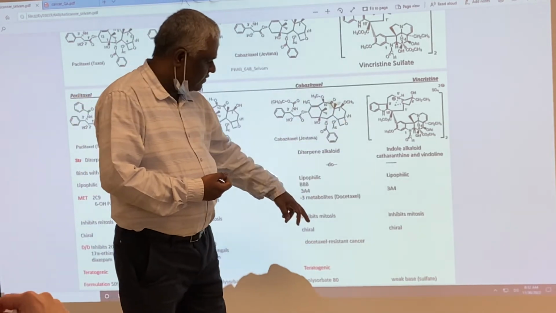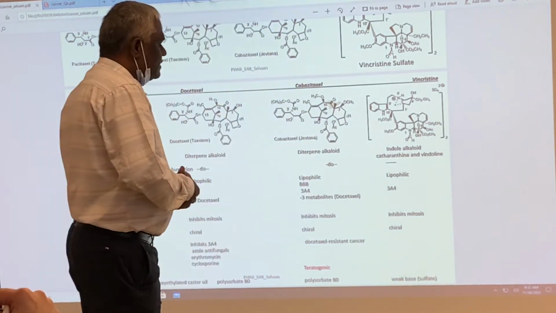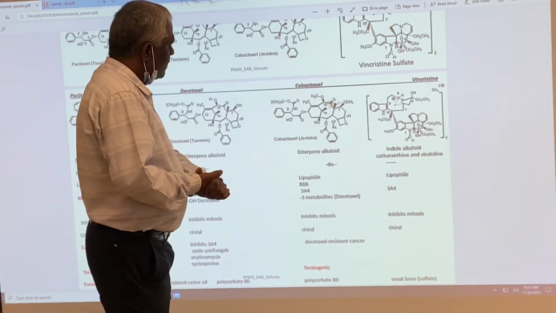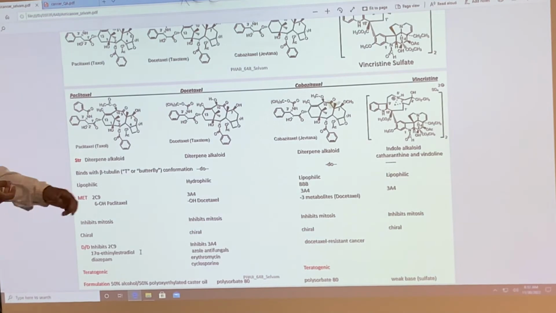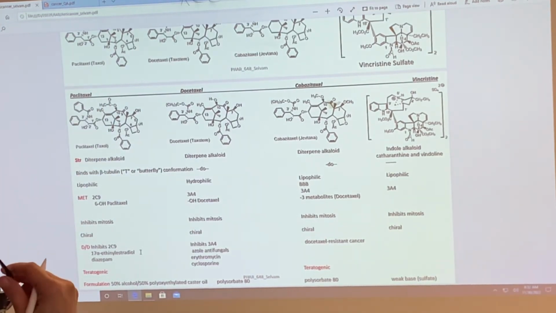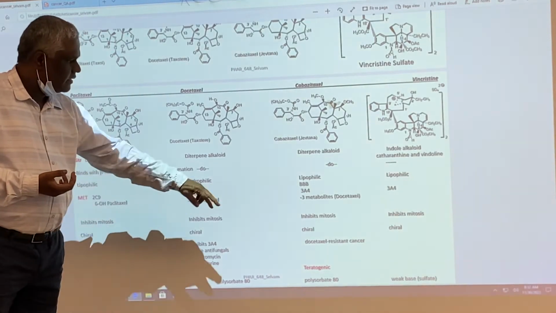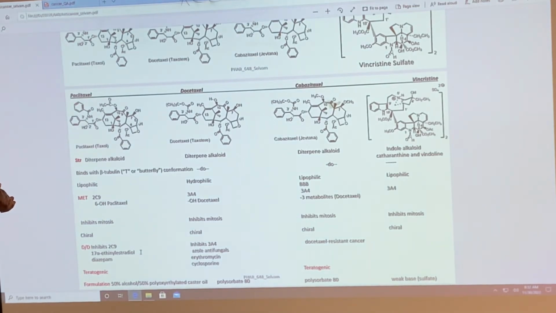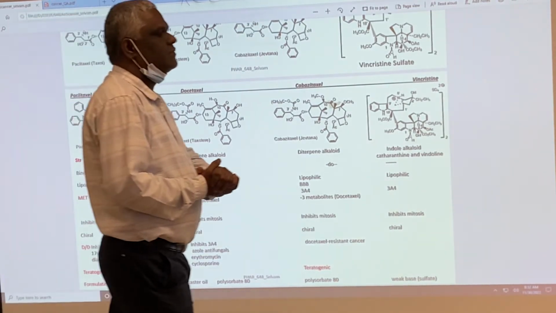And vincristine is a weak base, so it is available as a salt with sulfuric acid. So vincristine sulfate is available because a weak base makes a salt with a strong acid, sulfuric acid. Three are terpene alkaloids, one is the indole alkaloid. Remember that the butterfly conformation is important for paclitaxel. One is a 2C9 inhibitor, the remaining one is a 3A4 inhibitor, and 2 compounds are teratogenic.